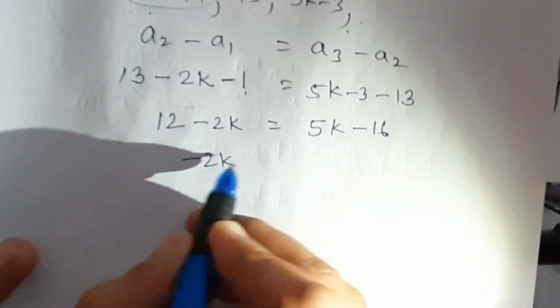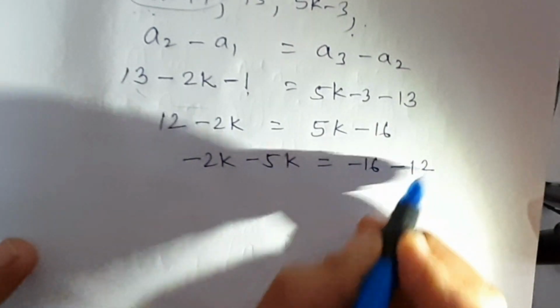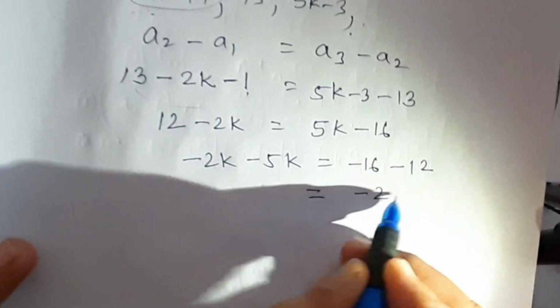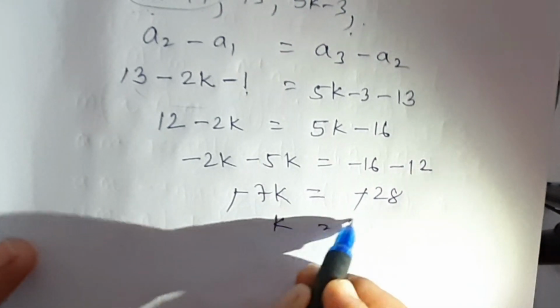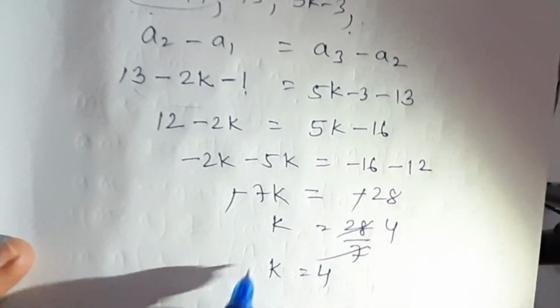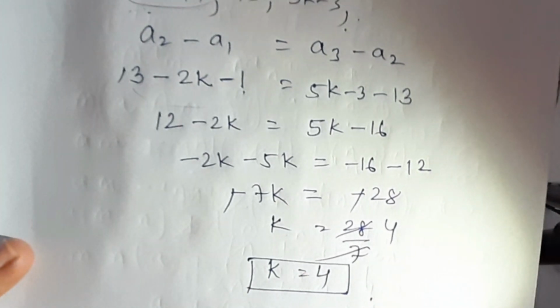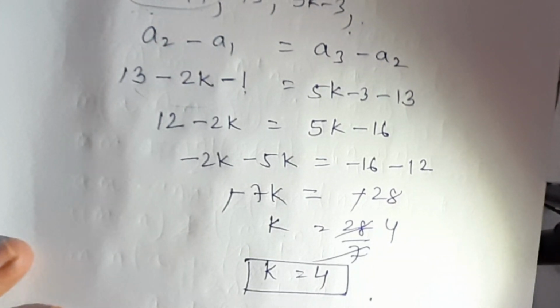Minus 2k is there. Shift this 5k to this side, so it's minus 5k. 16 minus 12, so it's 28 equals 7k. Minus got cancelled. K is 28 upon 7. Thus the value of k is 4. So in this way, if the sequence is given, we can find out the missing value by using the formula for D.